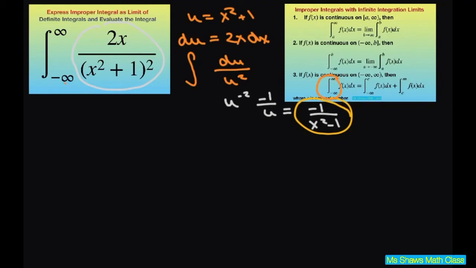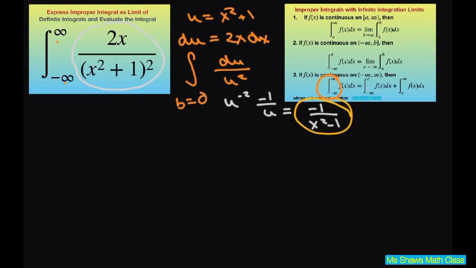We're going from negative infinity to infinity. And so the first step we have to do is express this improper integral as a limit of definite integrals. And what we're going to do is let b equals 0.